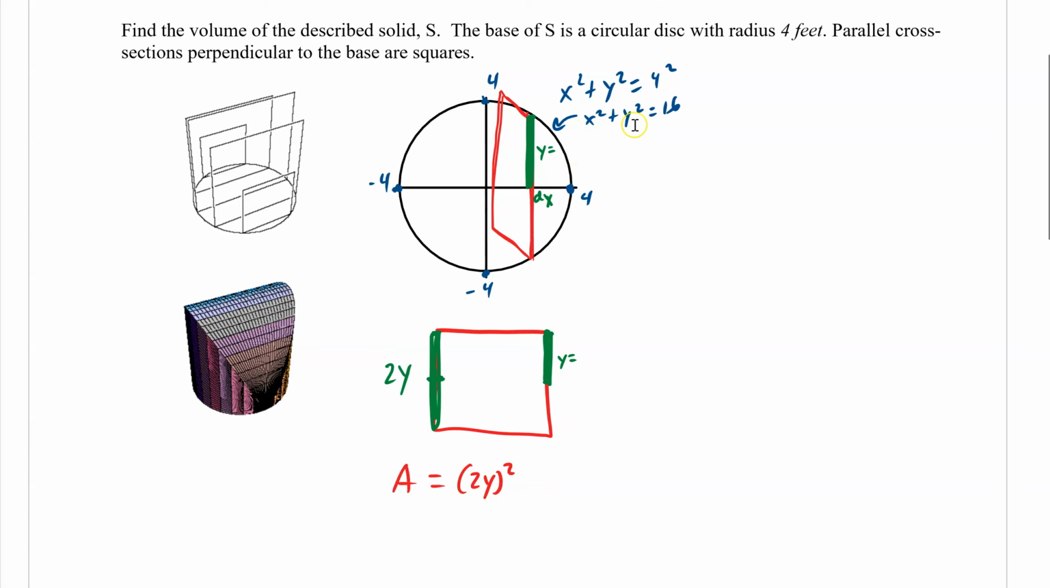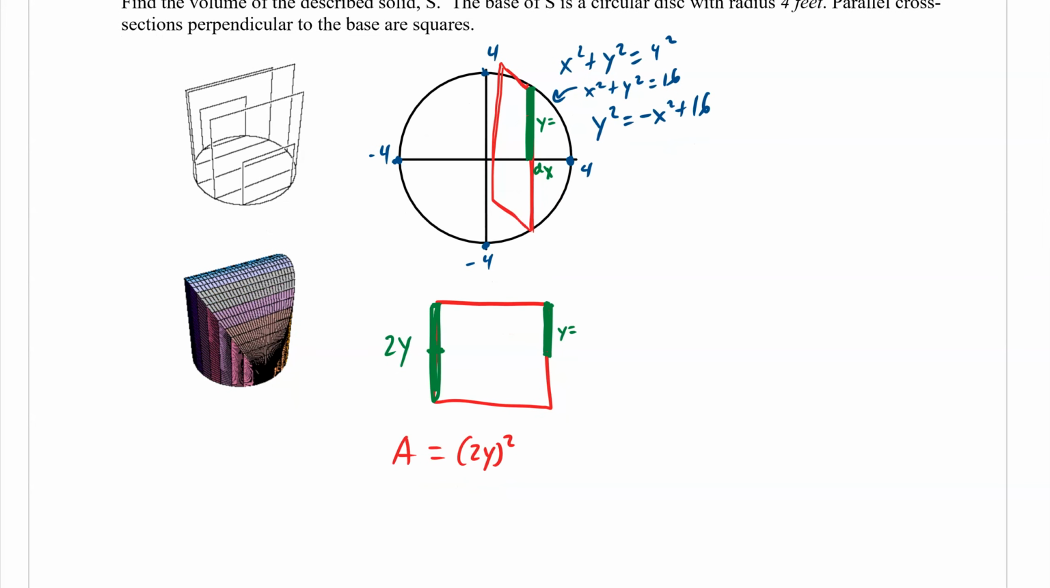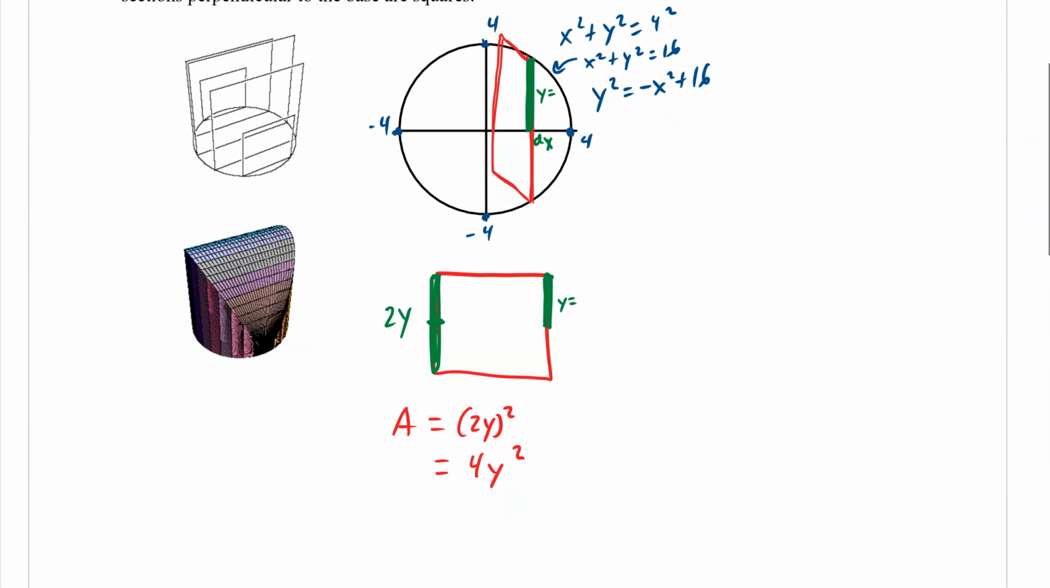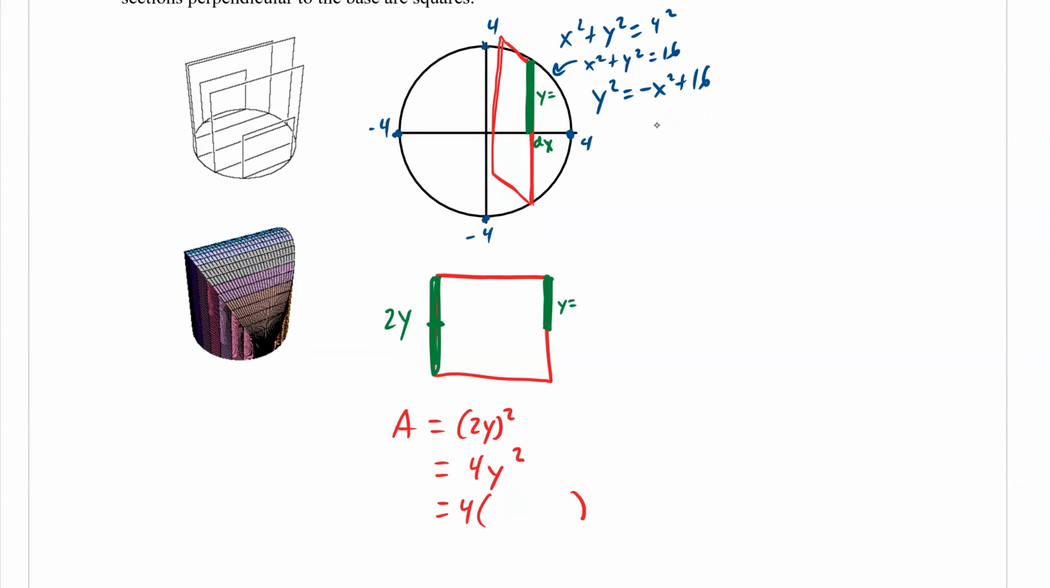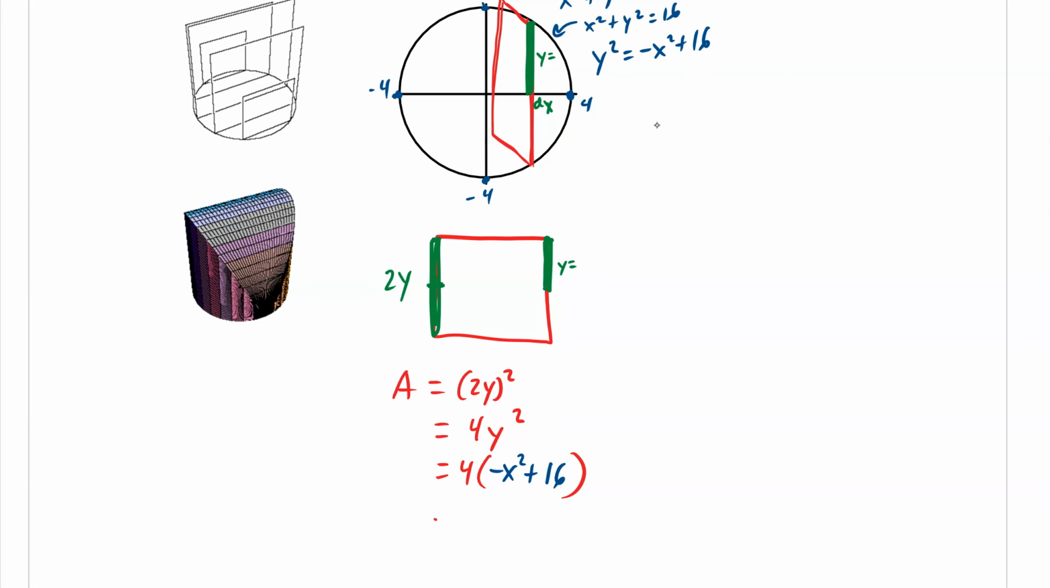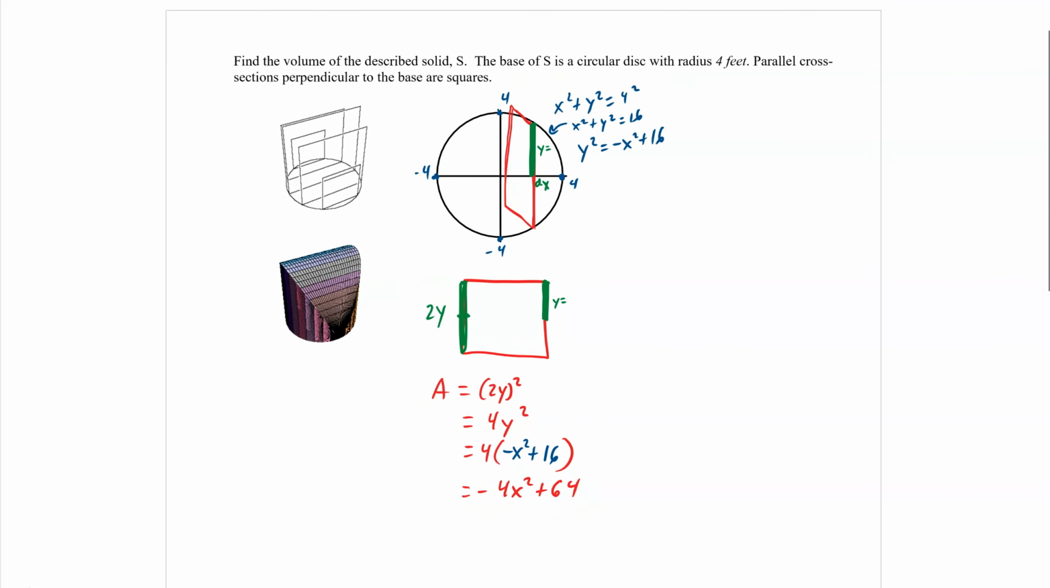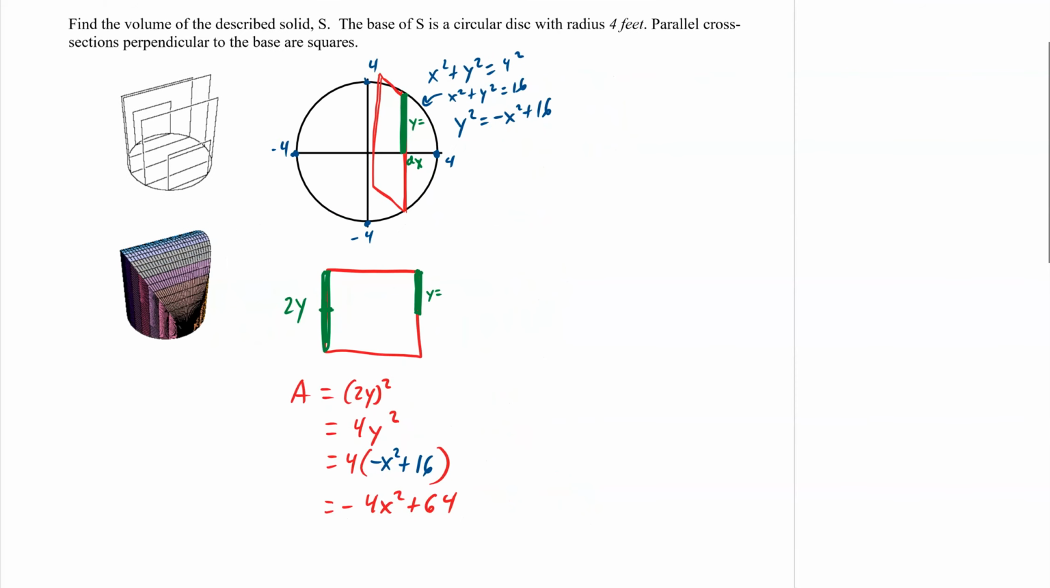And look what I have up here. I have an equation for y. So if I come up here and I solve for y, in fact, all I need to do is solve for y squared, because down here, when I multiply it out, I end up with 4y squared. So now I can take that y squared from above, plug it in, and what I'm creating here is a formula that finds the area of every single one of those squares.